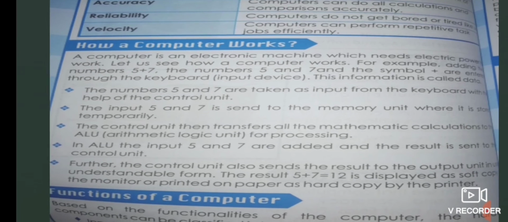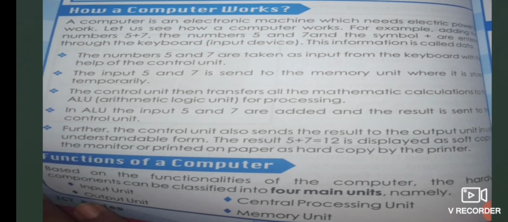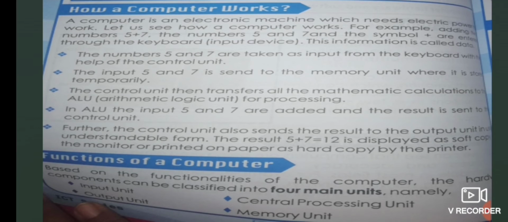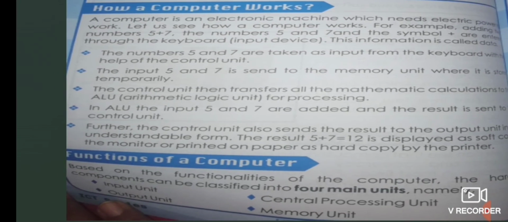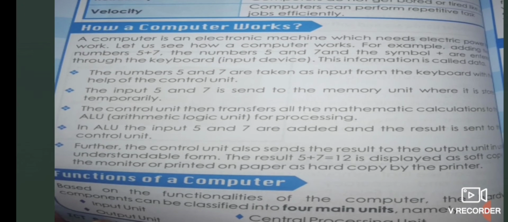And then the third topic today is how a computer works. Usually, if you want to add two numbers, for example here it is given as 5 plus 7, you type 5 plus 7 through a keyboard. And what happens inside the CPU is that 5 and 7 will be taken first to the control unit.